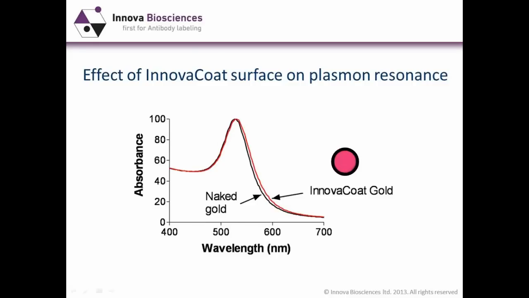Okay, if we put this surface coat around the gold particle, we'd expect it to influence in some way that electron cloud, and there is a very subtle difference in the absorption profiles. You can see that the Innova coat gold is right shifted. It's about 4 nanometers, so it's a very subtle change. It's useful for us because we know for sure when the coat has attached successfully.